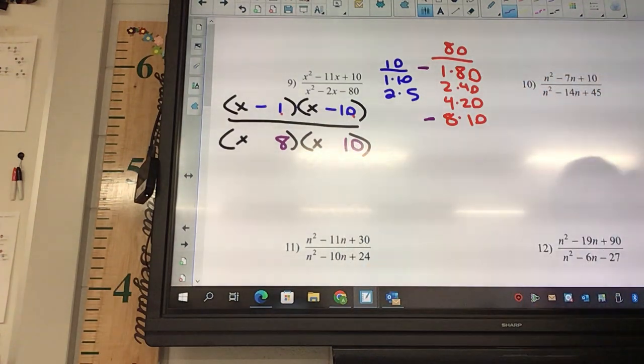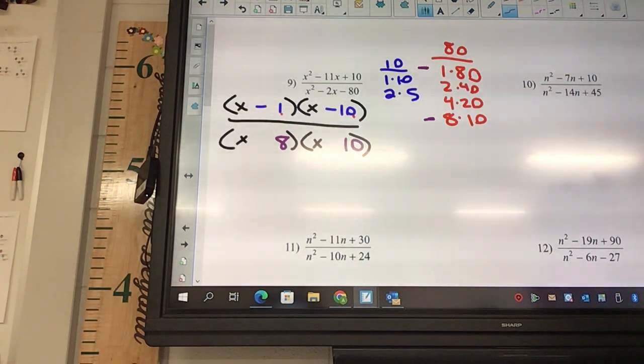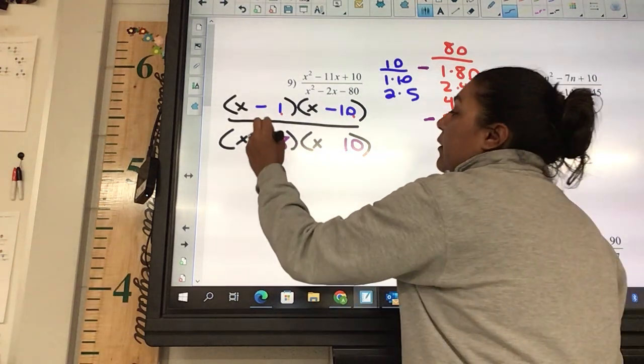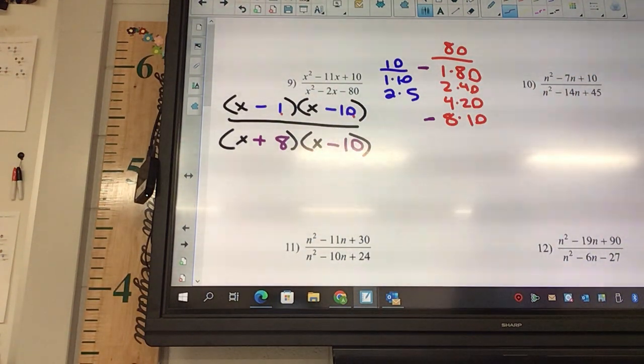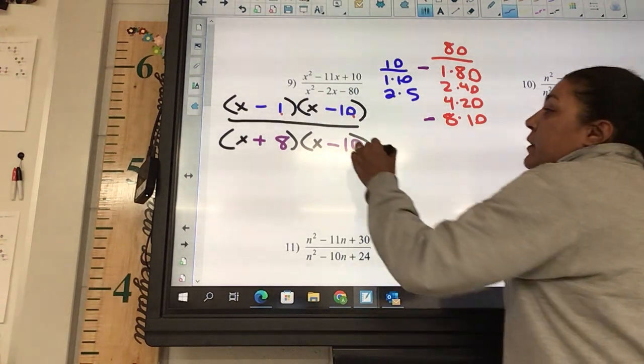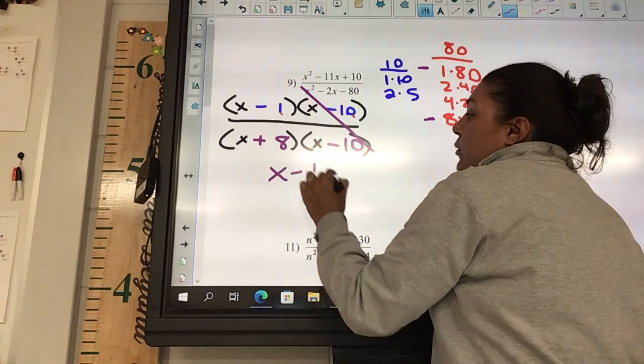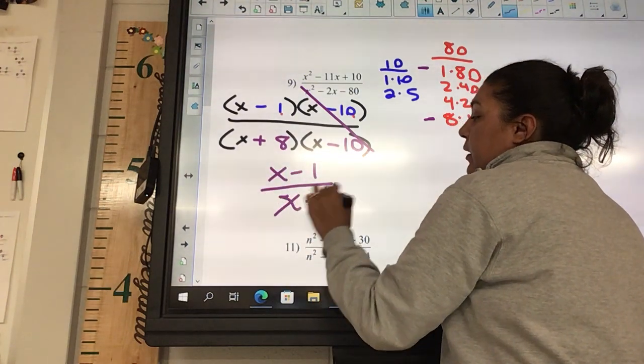And I need a negative 2. You do negative 8 plus 10. Plus 8 minus 10. I need a negative 2. Okay, so what's going to cancel? Plus 8 plus the 10s. Good. So I got x minus 1 over x plus 8.